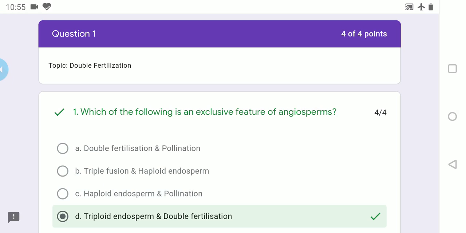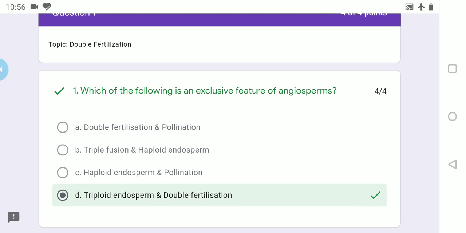Okay? So the first question: which of the following is an exclusive feature of angiosperms? See, there are four options given. Out of these, you should identify the best option. In exams also, you should identify the most appropriate answer. Sometimes options may look similar, but you should identify the exact and most appropriate one.